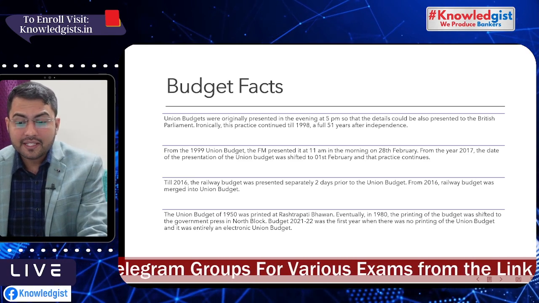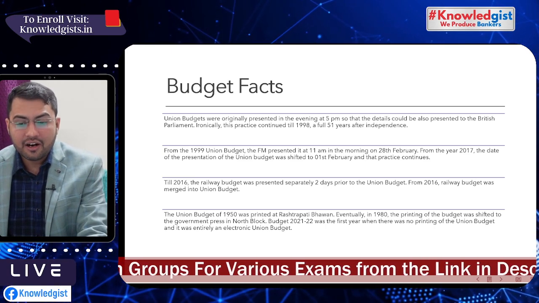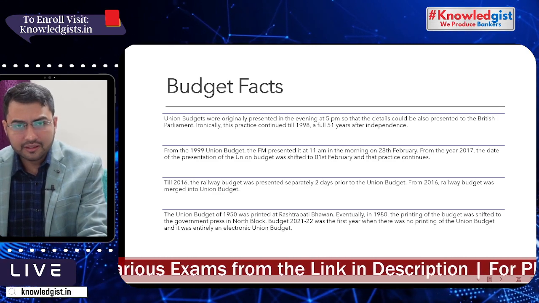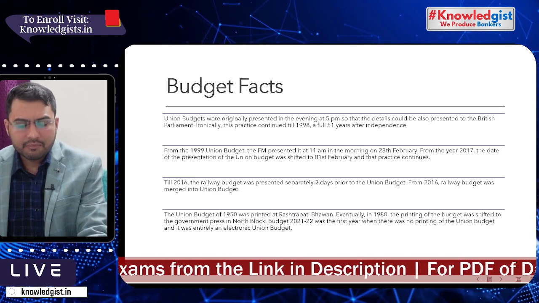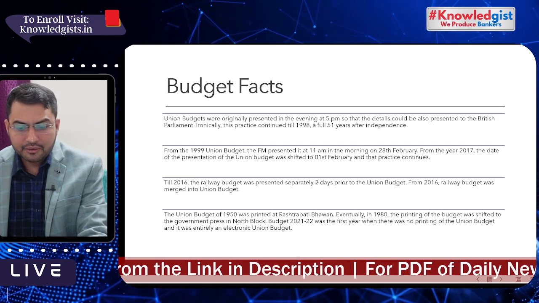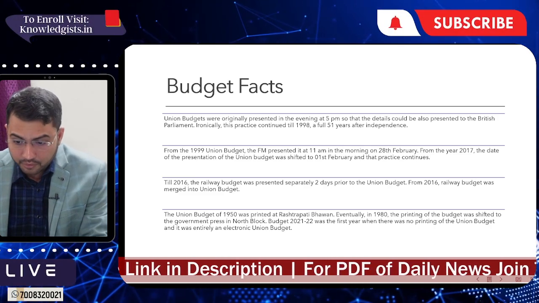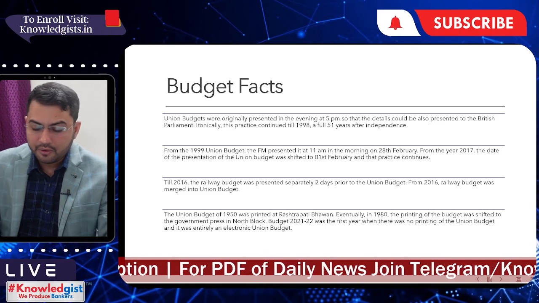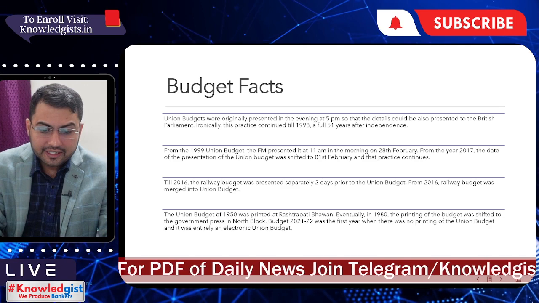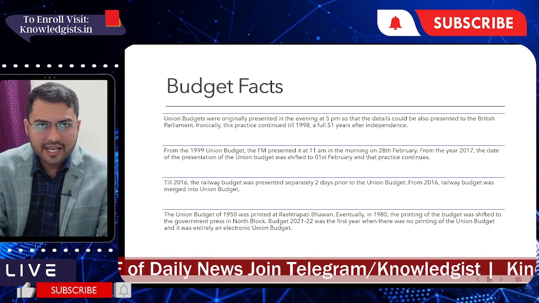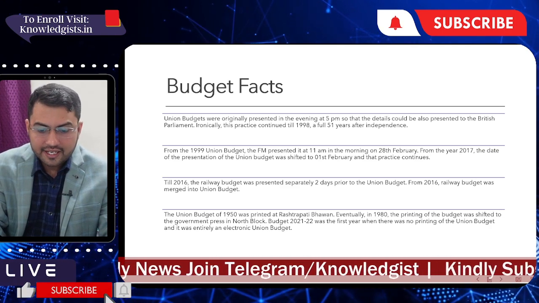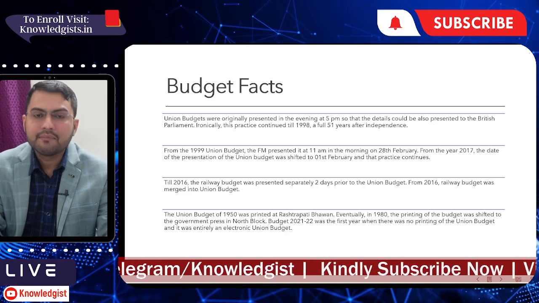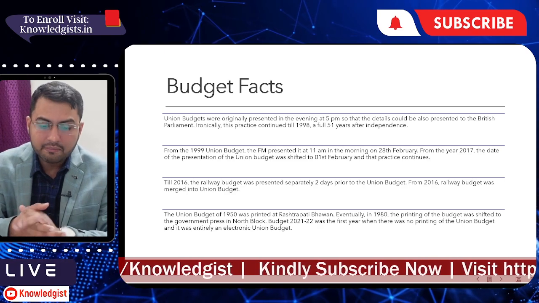Earlier it was presented on the last day of the month, the last day of February. But from 2017, the Union Budget is presented on 1st February, right? Till 2016, the Railway Budget was also presented separately, 2 days prior to the Union Budget, right? But now it has been merged.